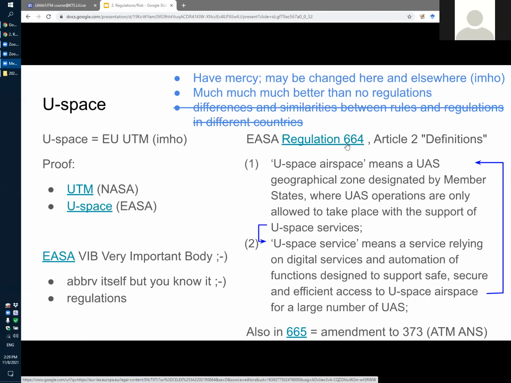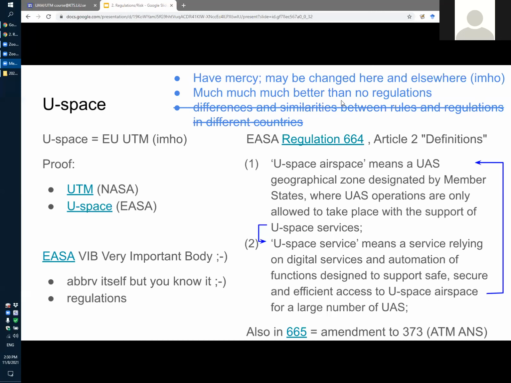Oh, these are two definitions. They are fine, and they may change, and the regulations may change. They may be amended, and so on. And there are certain, I don't know if I should say gaps or certain questions within the regulations, in particular within Regulation 664. But definitely, having a regulation is much, much better than having no regulation at all, the state in which we were before April 2021.